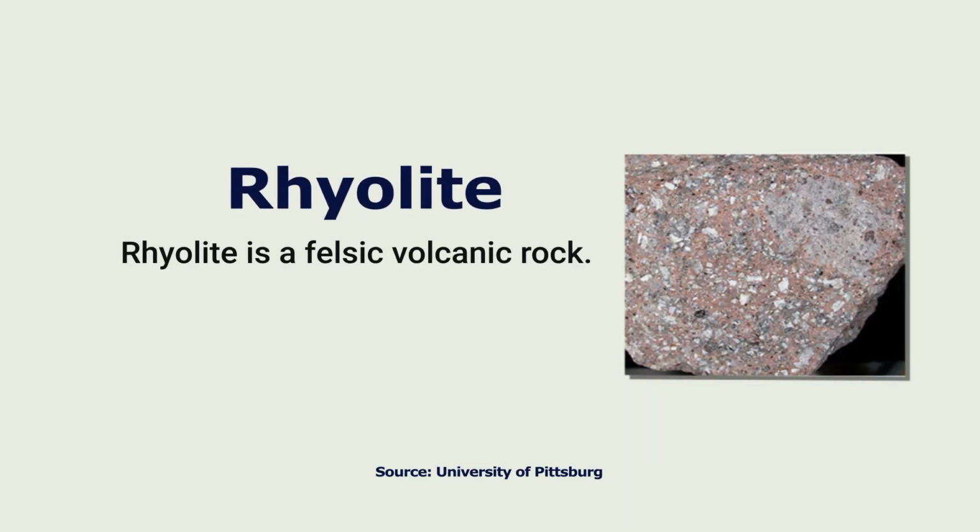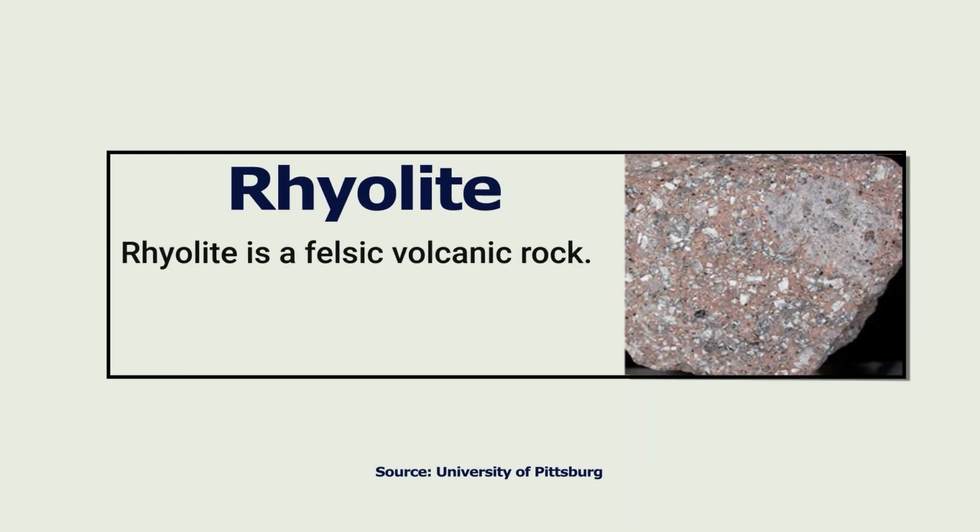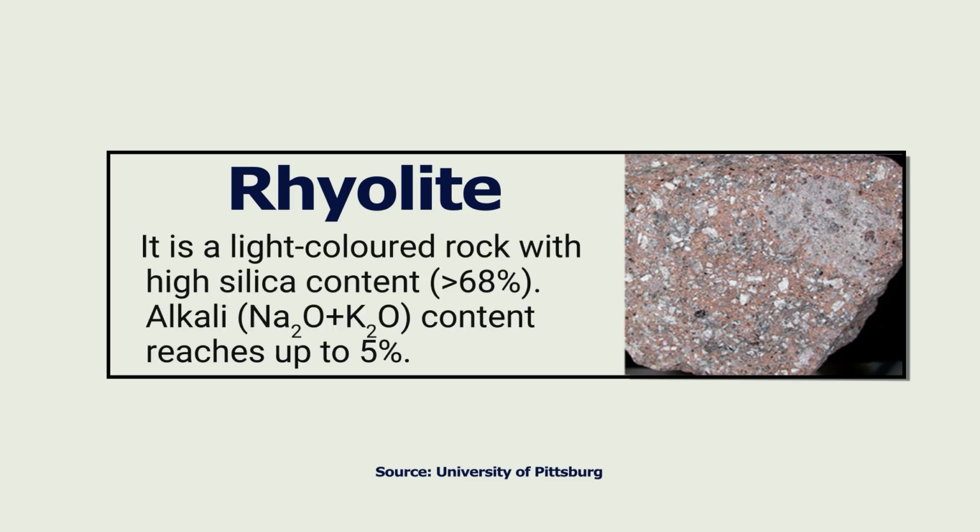Moving on to the other common type of felsic rock, that is the rhyolite. Rhyolite is also a felsic rock, but it is a volcanic rock, that means it is erupted on the earth's surface, as a result of which it is finer grained than granite. It is also a light colored rock and has a very high silica content, more than 68%, and alkali content may reach up to 5%. Alkali content means that we combine the chemical composition of sodium oxide and potassium oxide.